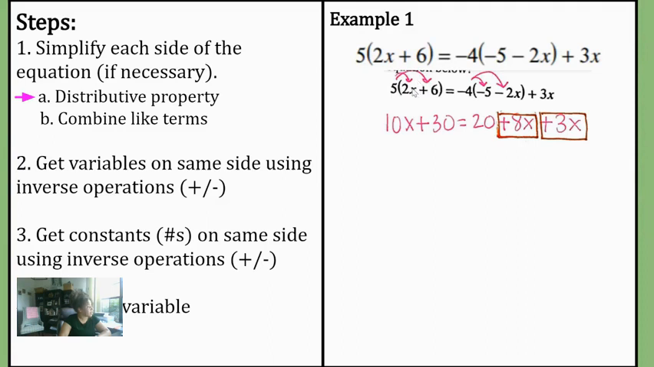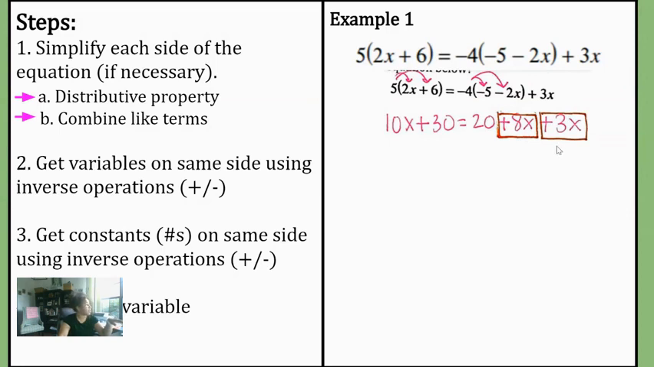So I'm going to take my number and I'm going to distribute it to each term. So 5 to 2x, 5 to 6. So 5 times 2 is 10x, 5 times 6 is 30. Okay, we're going to do the same thing on the other side. We're going to distribute. Negative 4 to negative 5 is going to be 20. And negative 4 to negative 2x is going to be 8x. And then we're going to bring down that 3x.